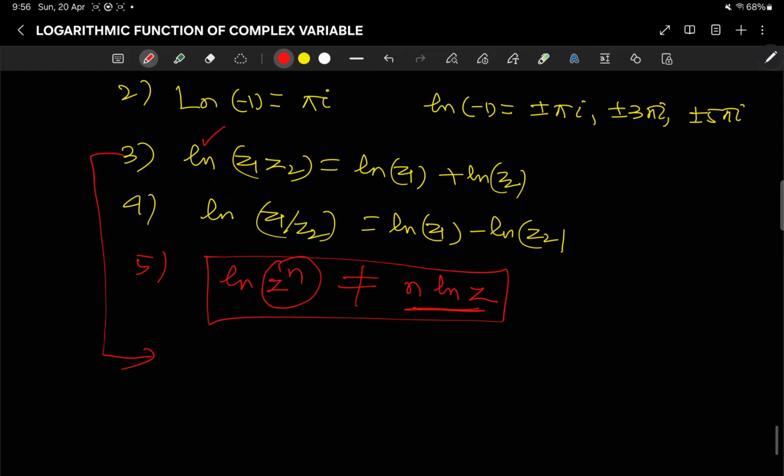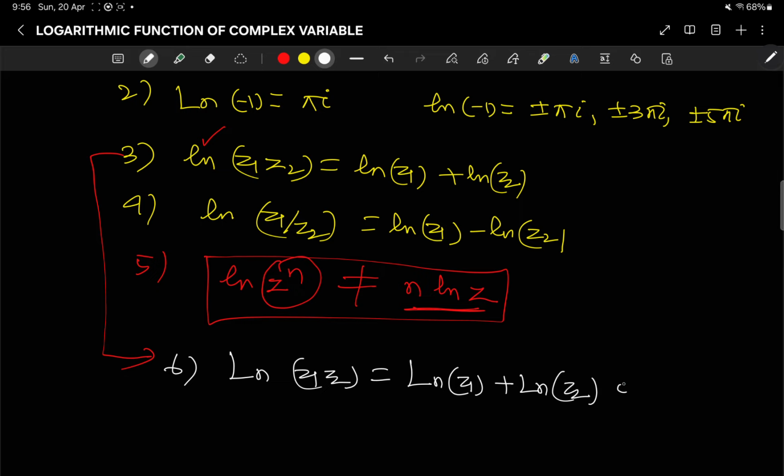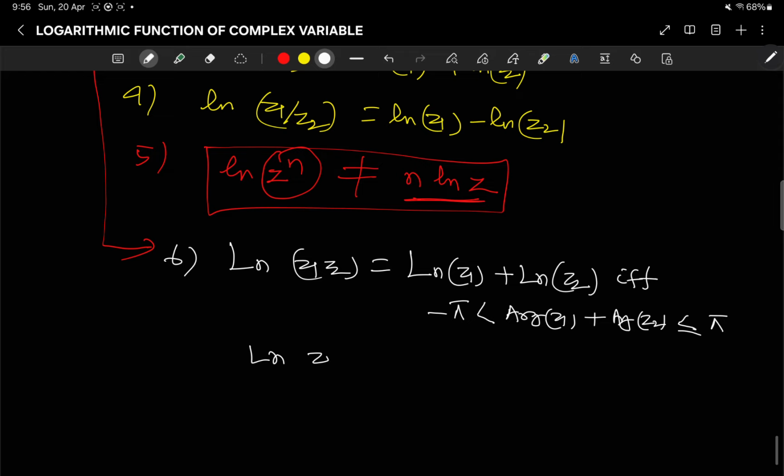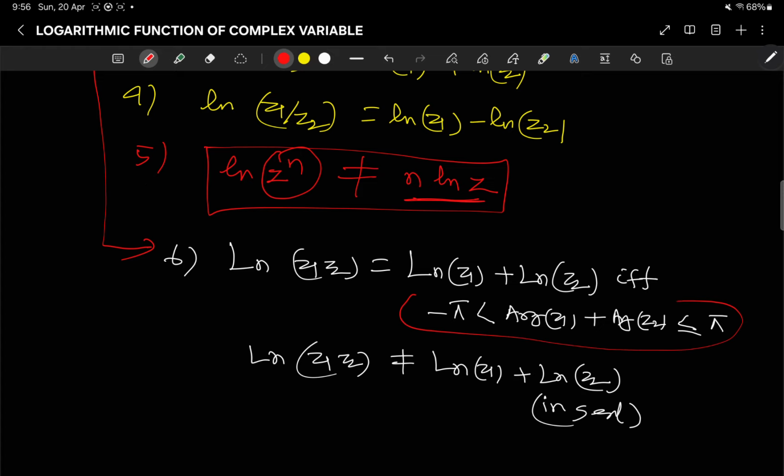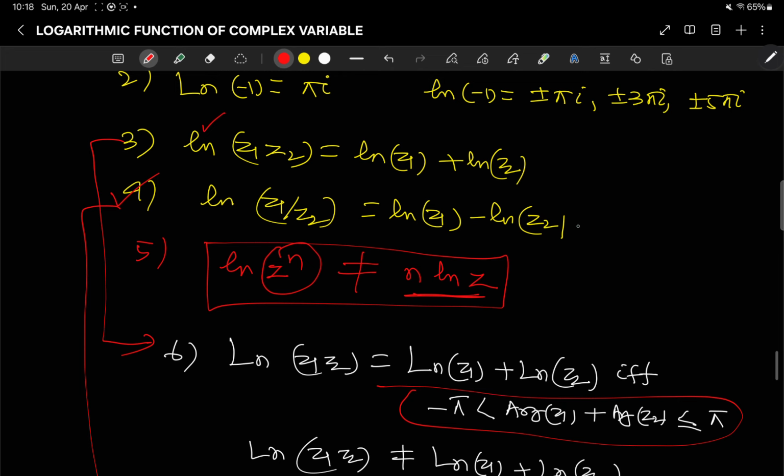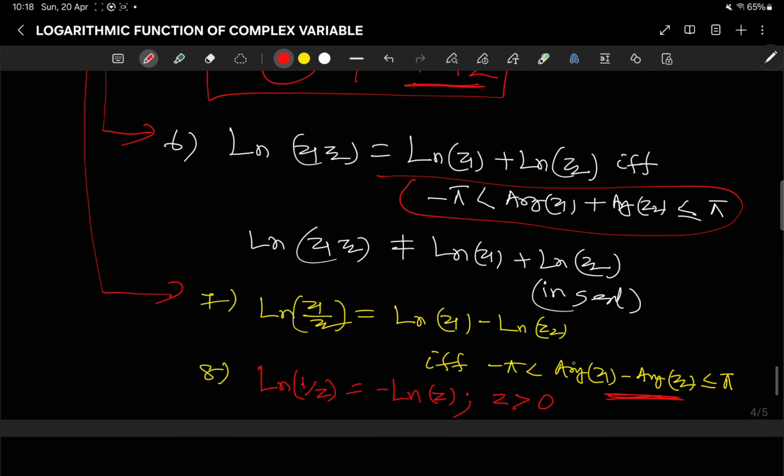And moreover, for the principal value, you can write capital Ln(z1 z2) equal to capital Ln z1 + capital Ln z2 if and only if the argument of z1 plus the argument of z2 lies in that interval as desired. So it is not true in general. That means Ln(z1 z2) is not equal to Ln z1 + Ln z2 in general. This restriction is needed, similarly for the extension to four. Likewise for the principal value, it has to be within this restriction.